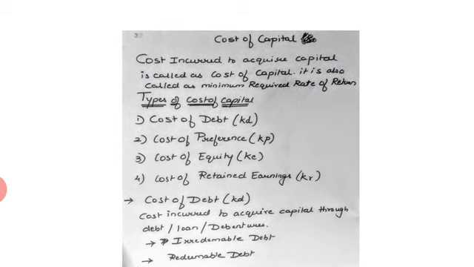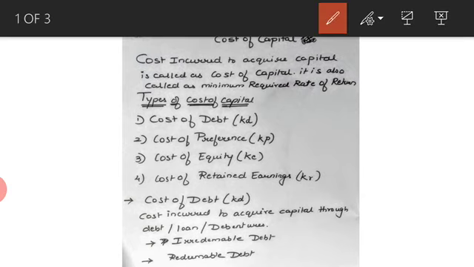So what do we pay when we collect capital through debt or a loan? We have to pay interest. When we collect the capital through preference shares or equity shares, we have to pay dividends on it. And if we collect capital through retained earnings, then we have to incur something called an opportunity cost, which we will understand further in the module, in the further classes. So once again, the cost incurred to acquire capital is called the cost of capital. So let's understand the various types of capital.